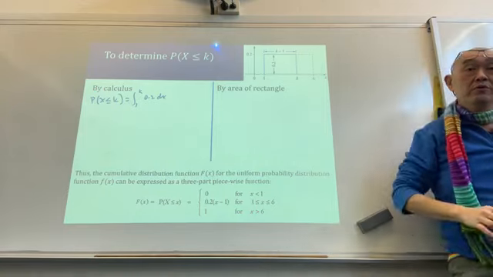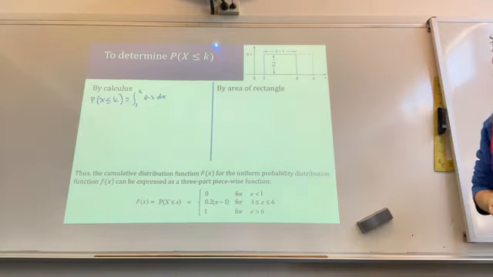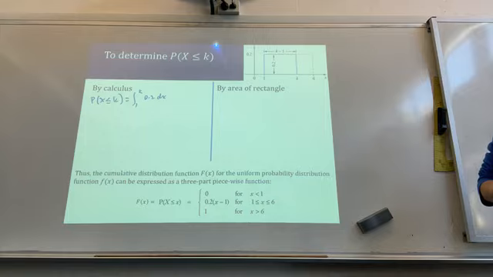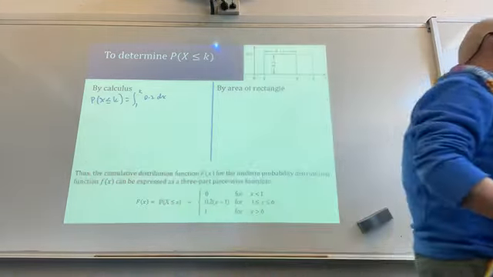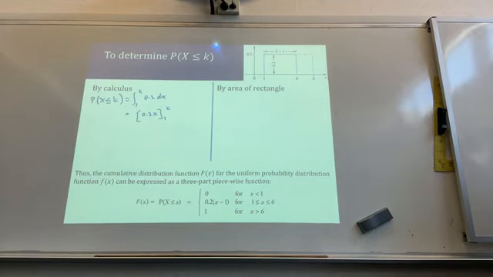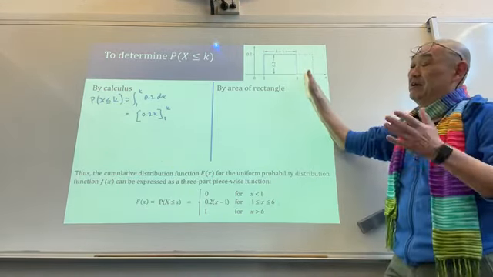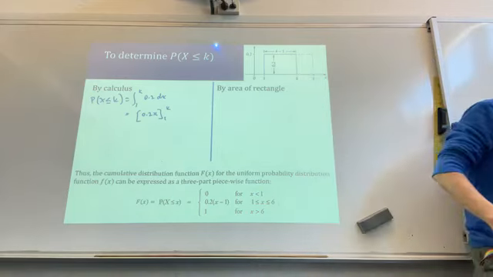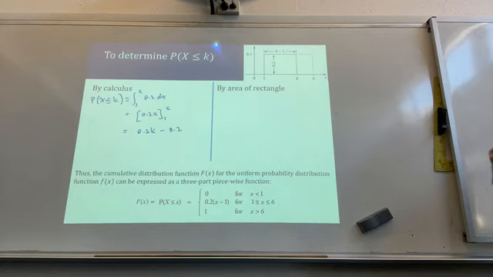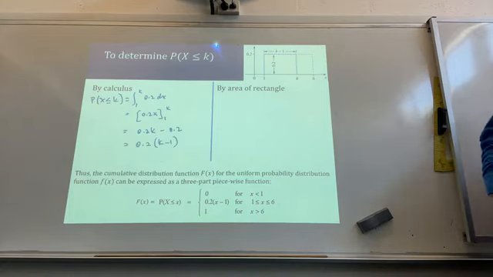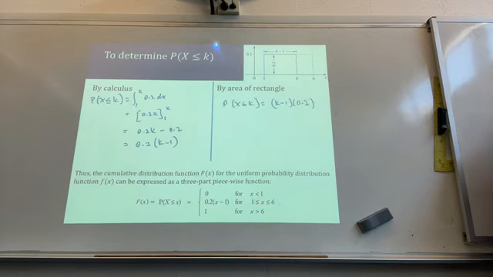Is it dk? Not dx? No, it is dx, because it's x. So therefore, you know that 0.2x from 1 to k, and the area there should be 0.2k minus 0.2, or put it this way, 0.2 times k minus 1. If I do the area of rectangle, it's basically the same thing, k minus 1 times 0.2.